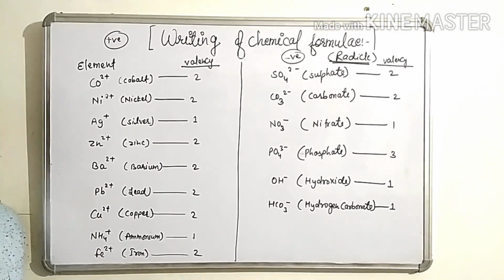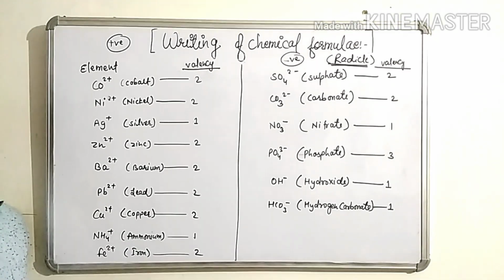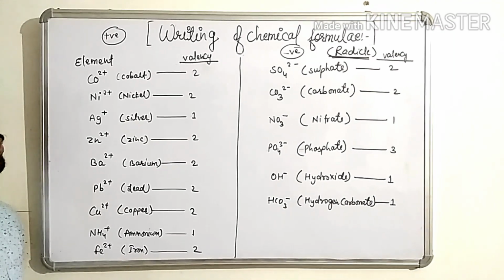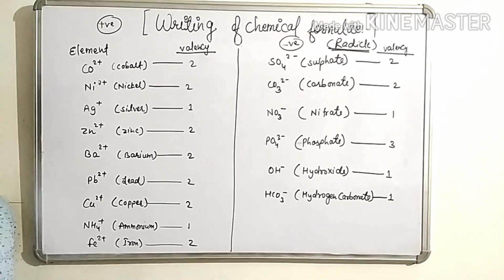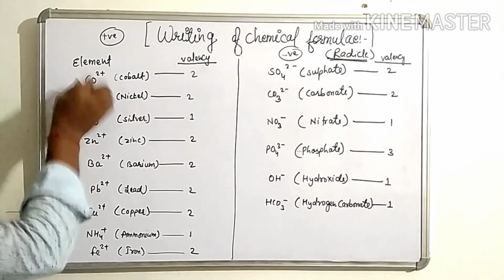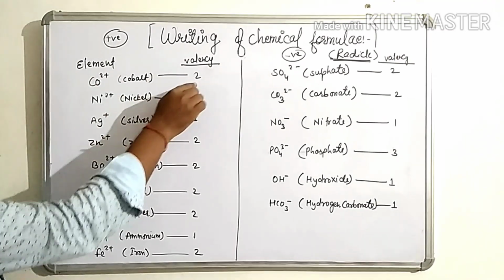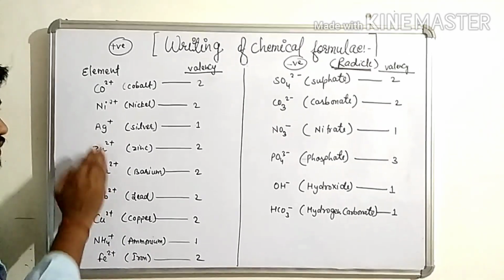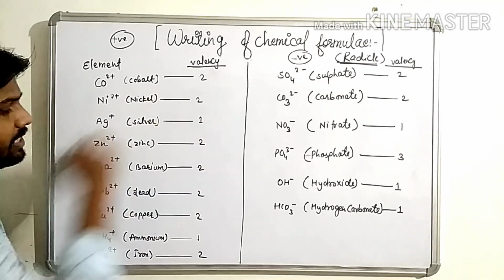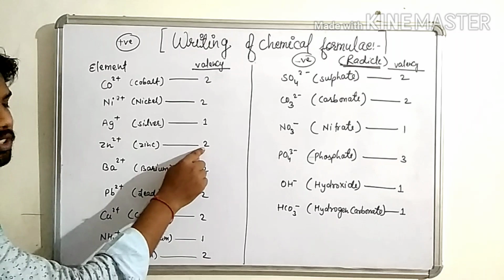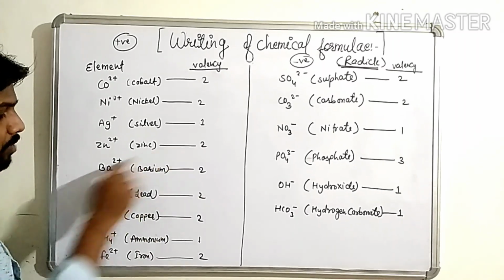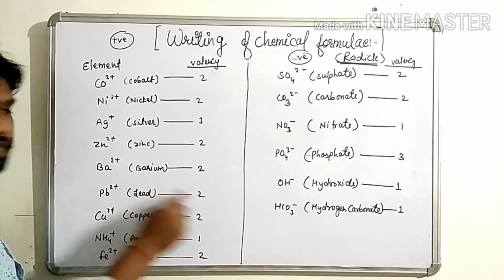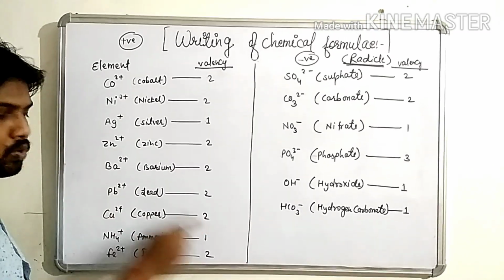Now children, some valencies you have to learn, because the valency can be calculated from atomic number 20 onward, and that will be explained in higher classes. So for right now you have to learn their valency. Cobalt 2 plus, where 2 means how much charge is present on the atom, that will be its valency. Zinc 2 plus, barium 2 plus, lead 2 plus, copper 2 plus.